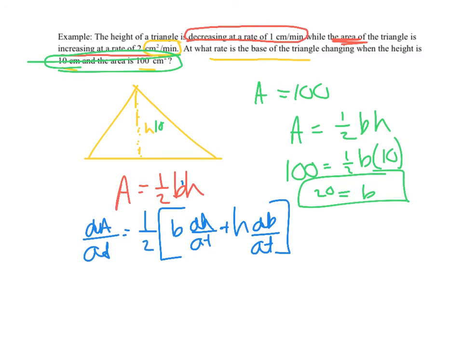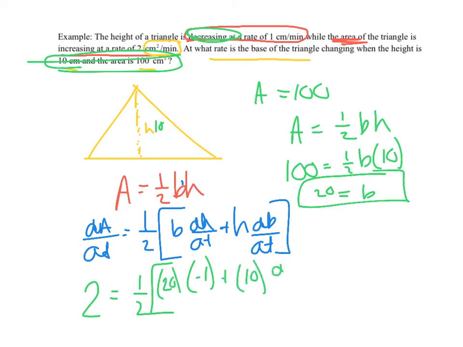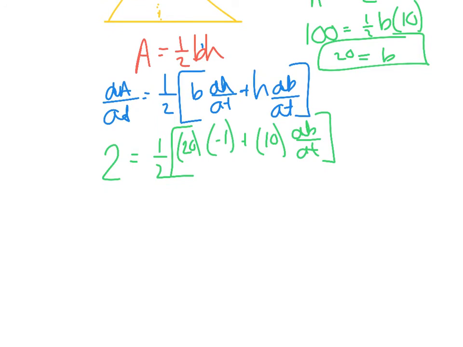All right, now what else do I know? The height is decreasing at a rate of 1 centimeter. Decreasing being key, meaning that height is going to be negative. And they gave me that dA/dt was increasing at a positive 2. We already know the base is 20. I know the height is 10, and the question was find the rate of change of the base, which is my dB/dt. So now, again, we have everything we need.